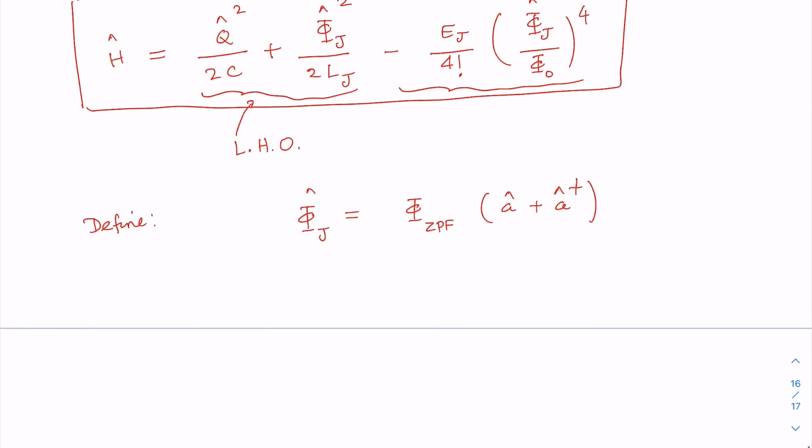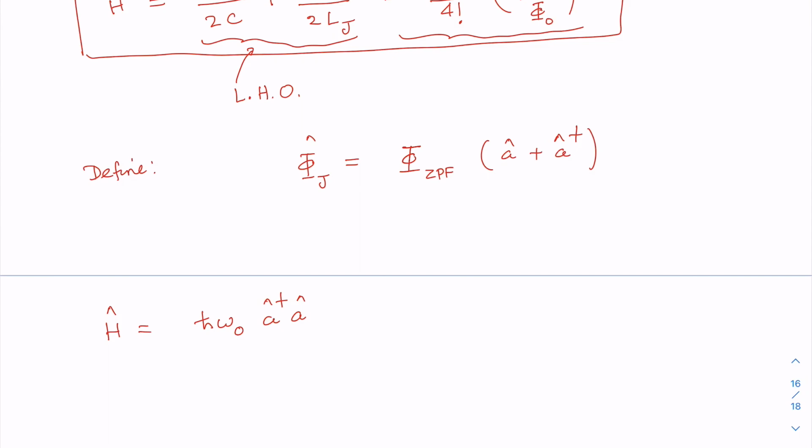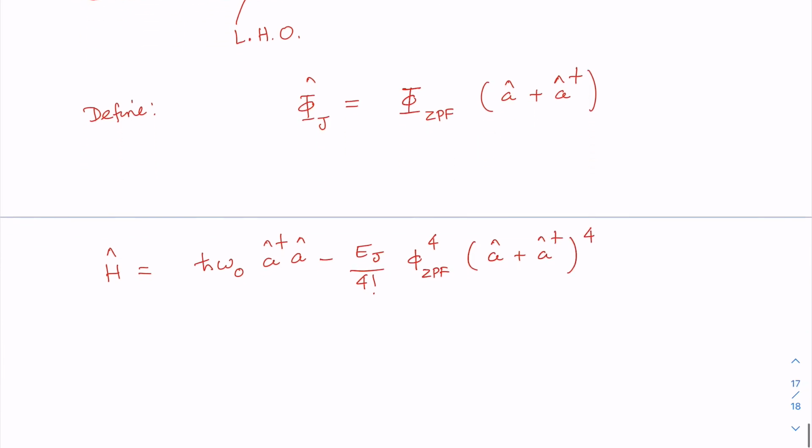And then the linear part of the Hamiltonian one can easily write. That would be H is equal to h cross omega 0 a dagger a, and the nonlinear part is minus Ej by 4 factorial, phi zpf to the power 4 into a plus a dagger to the power 4, where this omega 0 is equal to 1 by square root of LjC, and this term phi, without the dash sign, is the normalized zero-point fluctuation, and it is equal to phi zpf divided by the flux quantum phi 0.